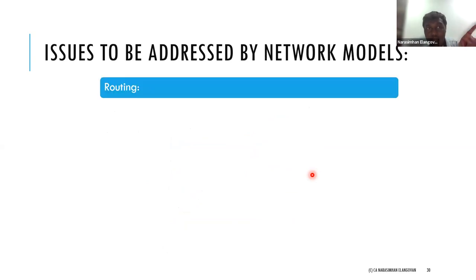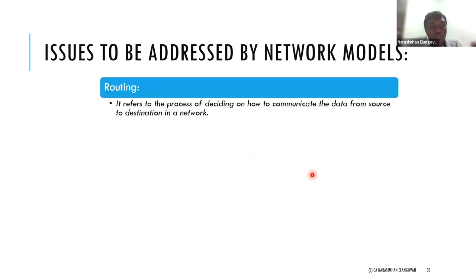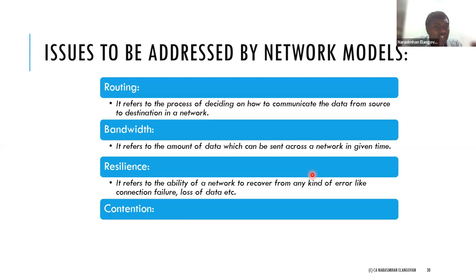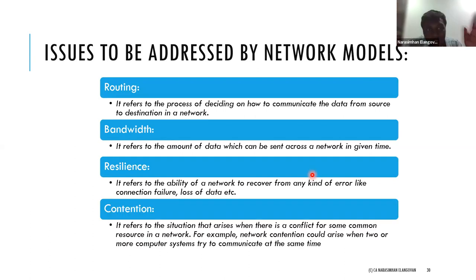Next, shifting gears slightly. What are the issues to be addressed by network models? One of the most favorite examination questions, both new syllabus as well as old syllabus. First thing is called routing. Any network which has to go from a source to a destination has to decide the route it takes. A simple example is you are going from your home to office. Is there only one route? No, there are multiple routes. That's the first decision a network has to take.